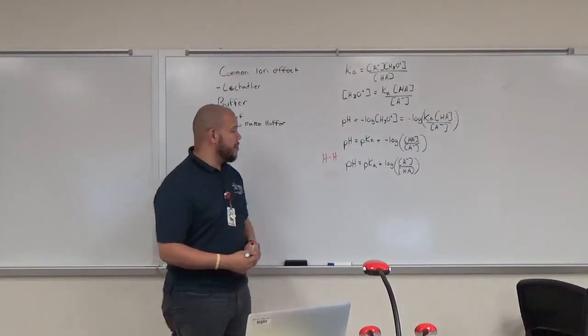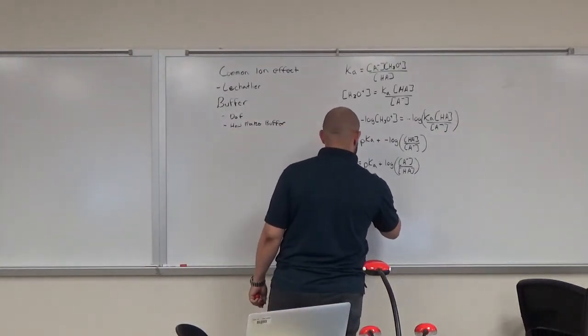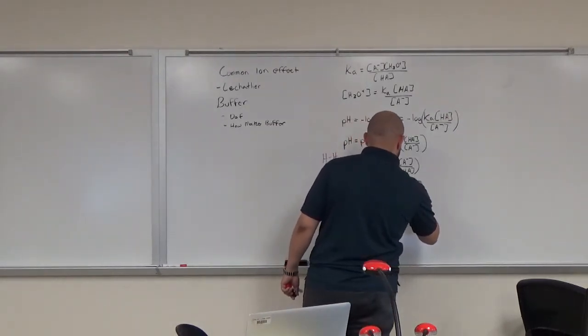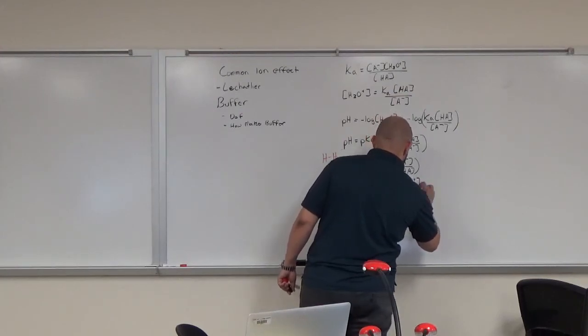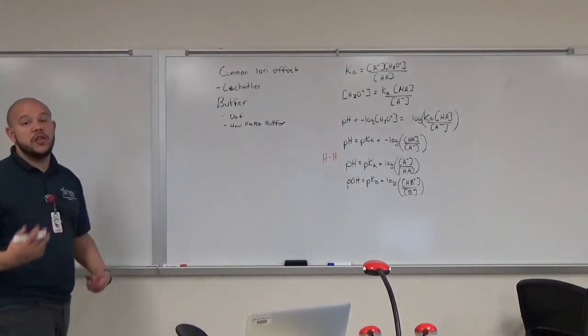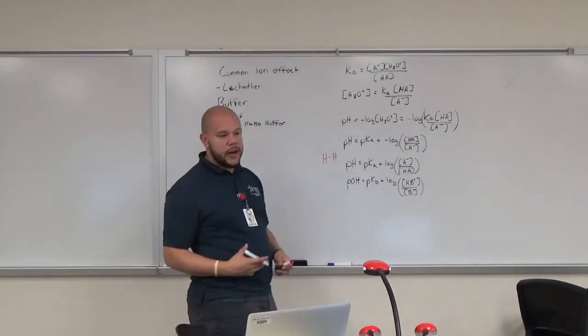This same thing goes for pOH is equal to pKb plus log of [HB plus] over [B]. And this is also in your reference material. You just need to know how to use each of them. As long as we know the relationship between pH and pOH, this should be fine.